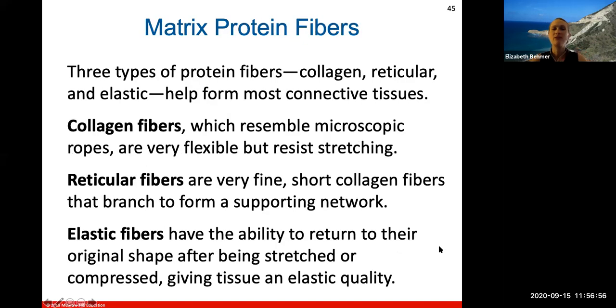Matrix protein fibers, the different protein fibers in the extracellular matrix, can be collagen fibers, which will be very flexible but resist stretching. They'll be like ropes. Reticular fibers are a lot thinner and help to support things, especially in your organs. And then elastic fibers have the ability to retain or return to their original shape.